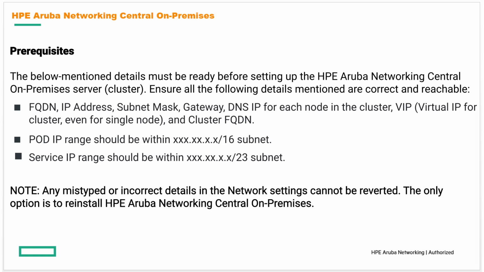You must have the following details ready before setting up the HPE Aruba Networking Central on-premises cluster: FQDN, IP address, subnet mask, gateway, DNS IP for each node in the cluster, the VIP, even if it is for a single node, and the cluster FQDN. Ensure that the pod IP and service IP are within the mentioned range. Please note that any typo or incorrect details in the network settings cannot be reverted. The only option is to reinstall HPE Aruba Networking Central on-premises.